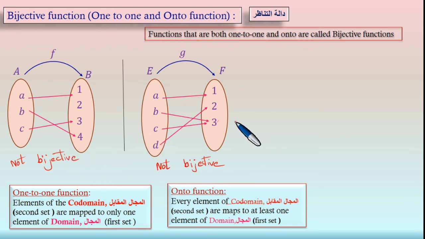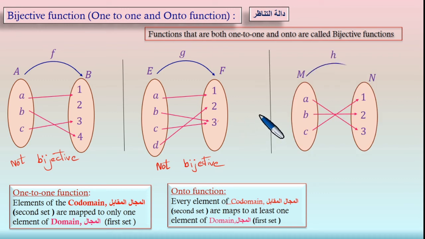Okay, so now one more example. Function h which maps from M to N. See the codomain elements, which are 1, 2, 3. All 3 elements have only one mapping, one pre-image. 1 has one pre-image, 2 has one pre-image, 3 has only one pre-image, therefore it is one-to-one function. What about onto? Every element of codomain is mapped, at least one, right? So it is one-to-one and onto, therefore it is a bijective function.